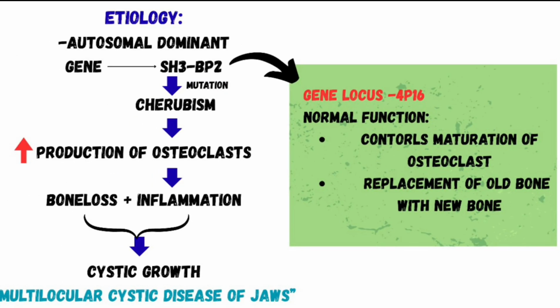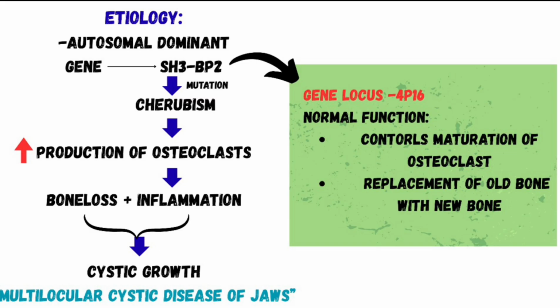Okay. Coming to the etiology. Mutations to the SH3BP2 gene cause most of the cases of cherubism, over 90%. The SH3BP2 gene tells your body how to make the SH3BP2 protein, which plays a role in replacing the old bone tissue with new bone. This protein helps in bone remodeling.